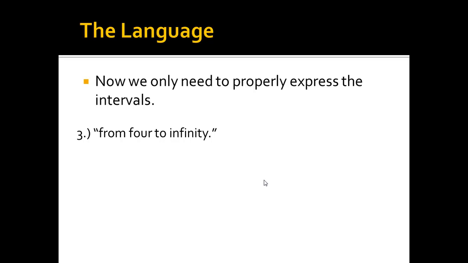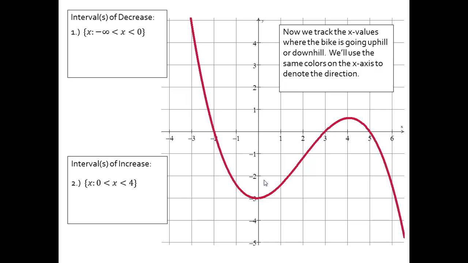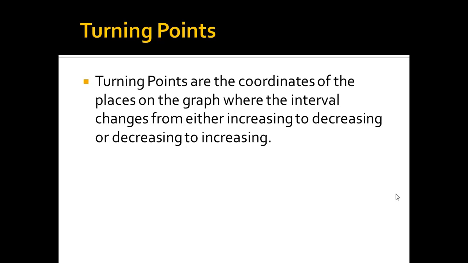Now we need to properly express the interval from 4 to infinity. Well, same thing. Set of x such that lower bound is 4. Infinity. Well, infinity. Oof. A little off center there. And the inequalities. Alright. So, same type of thing. I'm starting at x equals 4. And I'm going all the way to positive infinity on the x-axis. But I'm going downhill on the bike. So from 4 to infinity. And those are all the intervals of increase and decrease. That's all we have to do there.